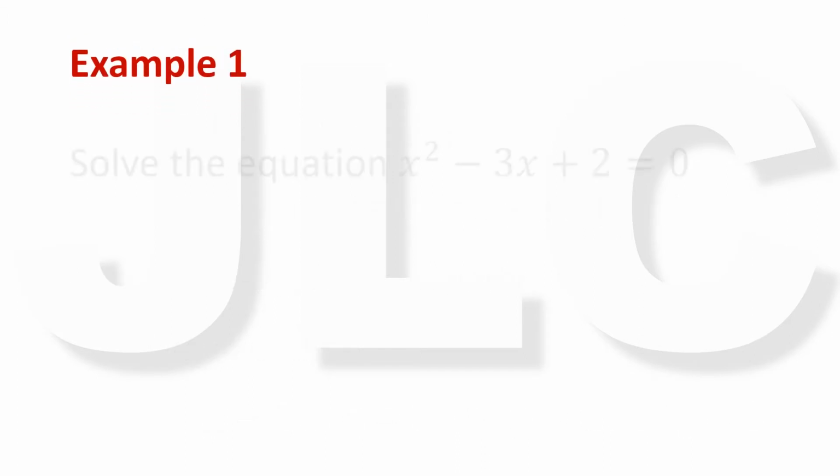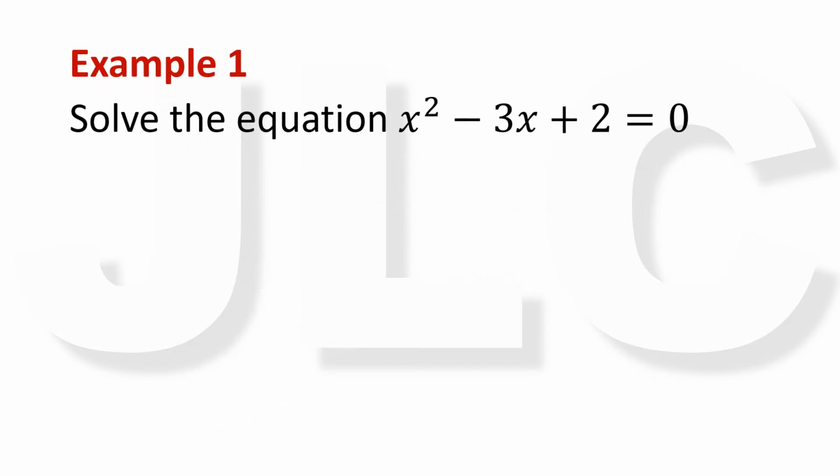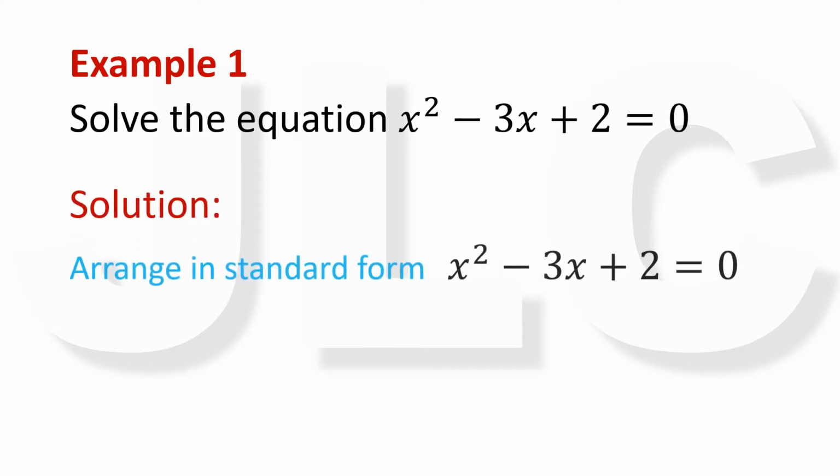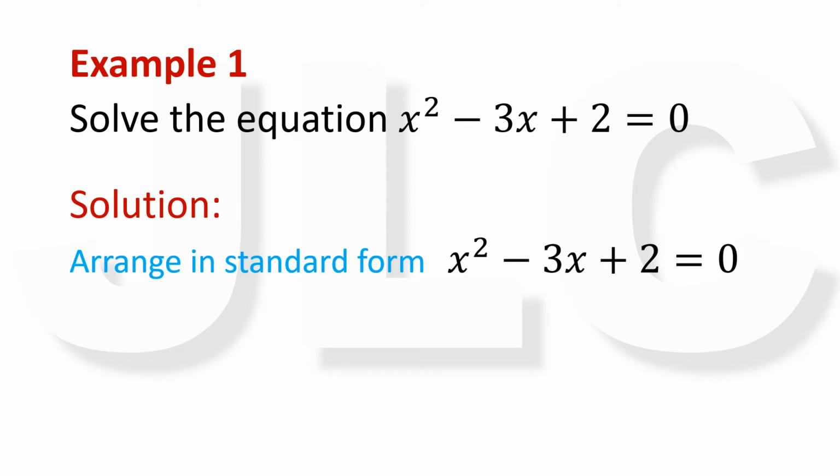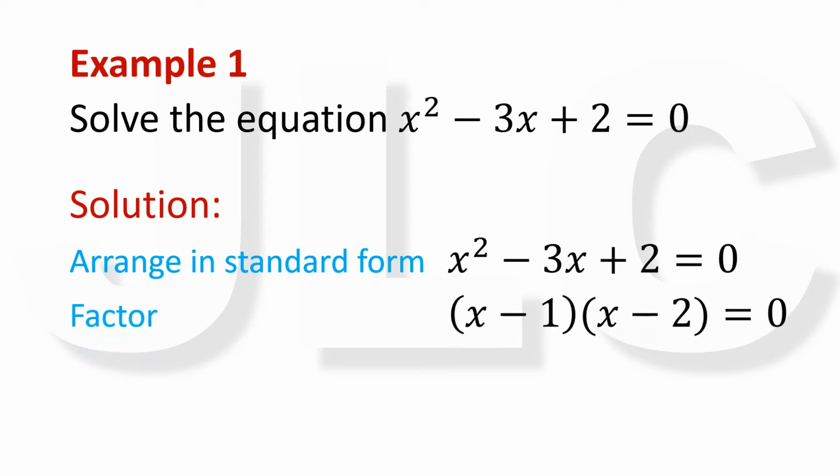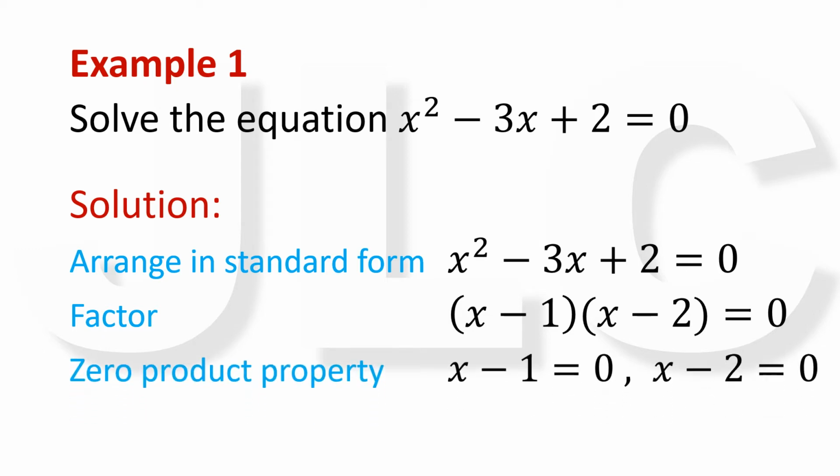Example 1. Solve the equation x squared minus 3x plus 2 equals 0. The equation is already in standard form x squared minus 3x plus 2 equals 0, where a is 1, b is negative 3, and c is 2. This is factorable into x minus 1 times x minus 2 is 0. Using the zero product property, x minus 1 equals 0, or x minus 2 equals 0. And therefore we have x equals 1 or x equals 2.